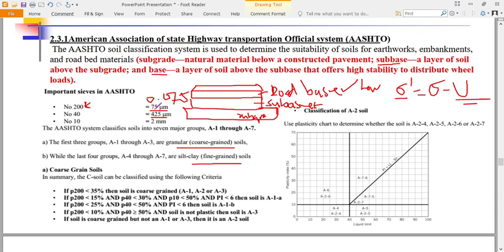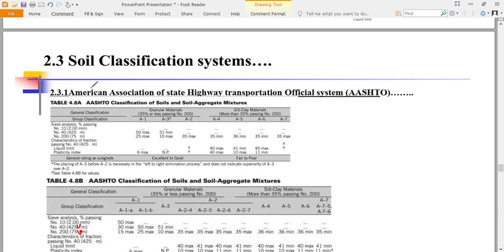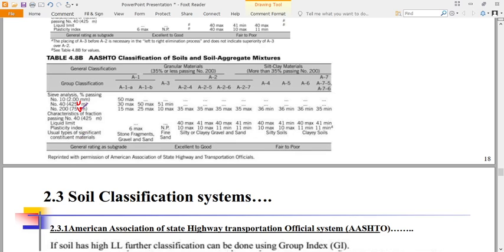That's a boundary. So if you look at this table, these are micrometers. Now, the material is divided using AASHTO into granular soil, coarse grained, and silty soil or fine grained material. Which sieve do you use? Sieve number 200. This sieve number.